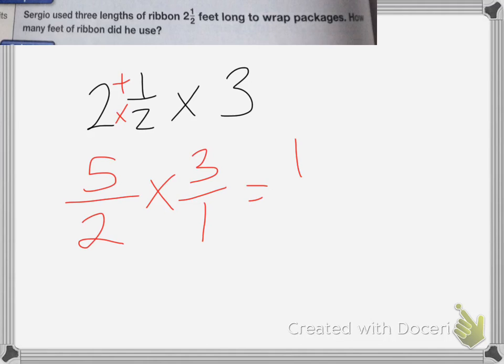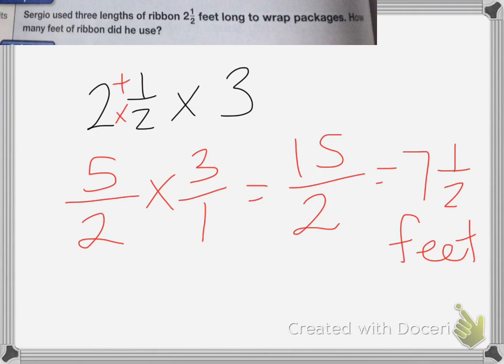5 times 3 is 15. 2 times 1 is 2. Now I want to change that back into a mixed number. So the answer is 7 1/2 feet of the ribbon.